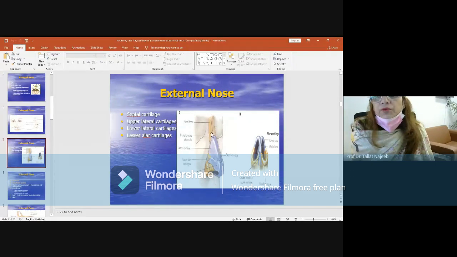The bony part forms the upper one third and it is formed by the nasal bones. The cartilaginous part is formed by two cartilages, the upper lateral cartilages and the lower lateral cartilages. The lower lateral cartilage forms the tip of the nose and the ala of the nose. And it is deficient posteriorly at this region.